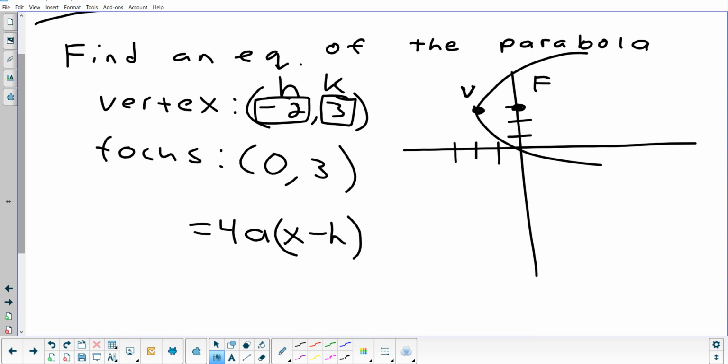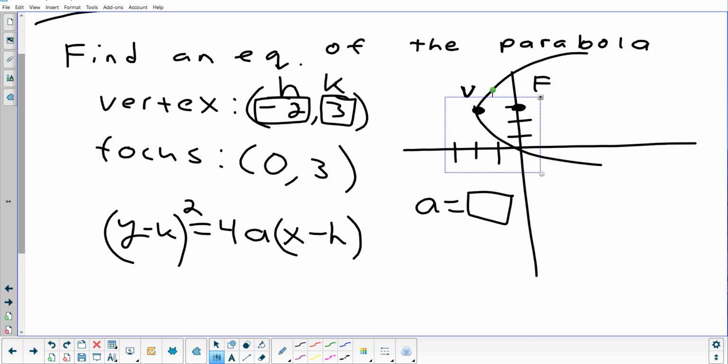Now, what letter would go on the other side? Yep. Y. And what power would it be raised to? Second. But we don't just put a y. What do we put with the y? If it wasn't shifted, that's what you'd put. Now you put minus k. Now, fill everything in. The only thing we're still missing is a, but you should be able to get a by looking at the picture. What's a? 2. It's the distance between the vertex and the focus. 1, 2.